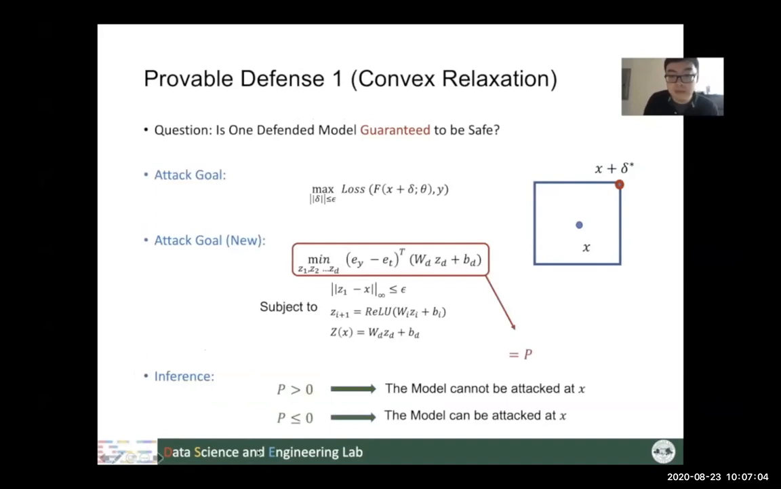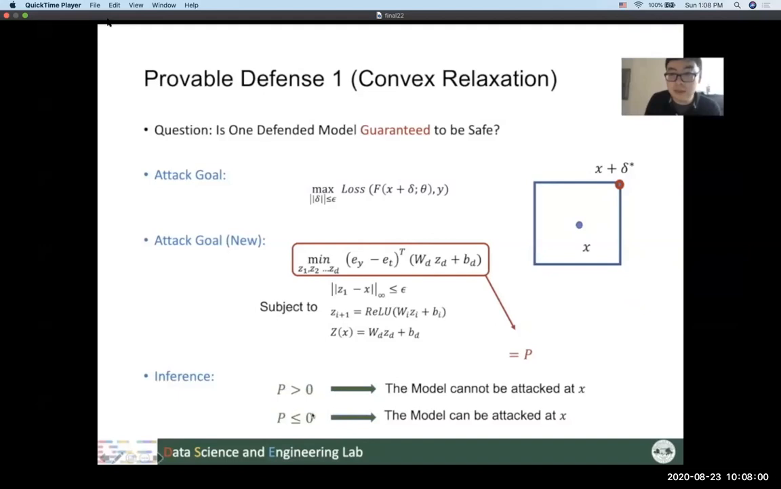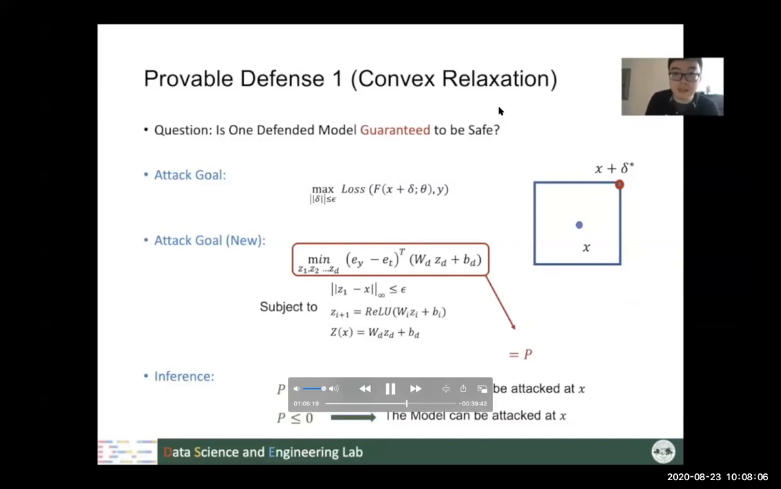But the advantage of these works is that if we can find the exact value of p, and if this p is larger than zero, it means that we cannot attack the model f on the sample x by any adversarial example. The score on the correct label is always larger than the score from other labels. And if this p is smaller than zero, it means we can successfully find an adversarial example which lets the model give a larger score to a wrong prediction label. So if we can successfully solve this problem, we can know for sure whether a model can be attacked or not on the input sample x.